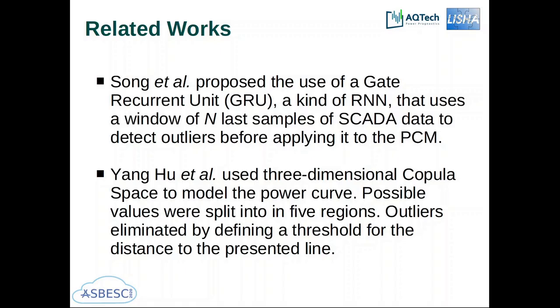Song et al. proposed the use of a subtype of recurrent neural networks, called gated recurrent unit. It uses windows with the n last samples of scaled data to detect and remove outliers. Finally, Yang-Hu et al. modeled the power curve using a three-dimensional coupled space. Possible values were split into 5 regions, and outliers were identified by the distance to the presented line.